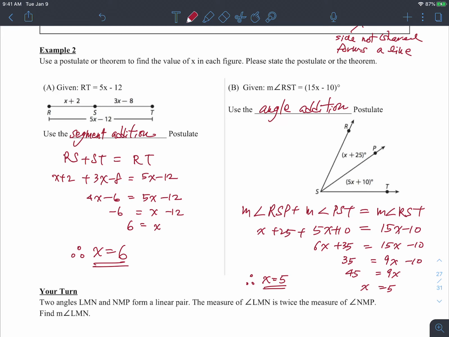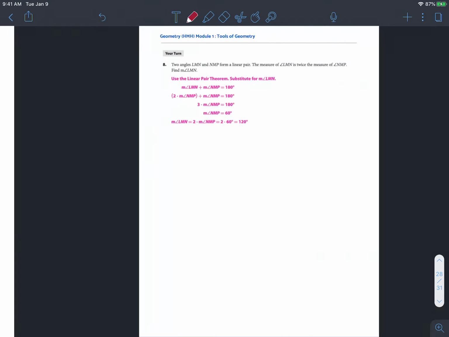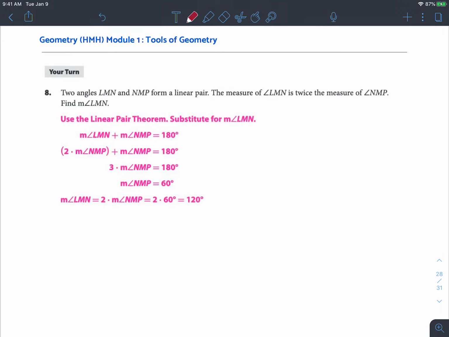Okay, guys. So now it is your turn to do the problem. Pause the video. All right, guys. Here's the answer. If you have a question about it, we'll talk about it in class. But there it is. You can pause the video and copy it over, okay?